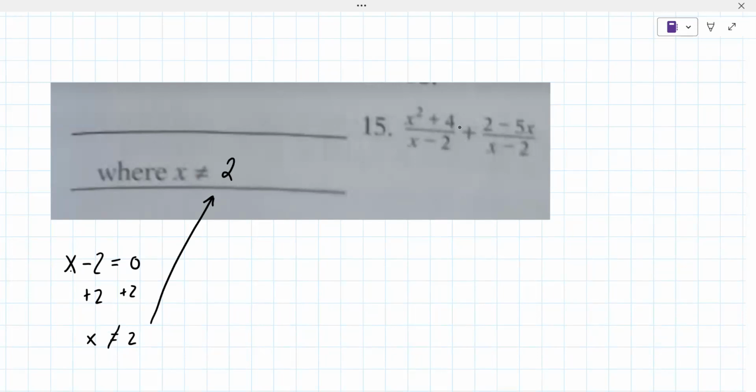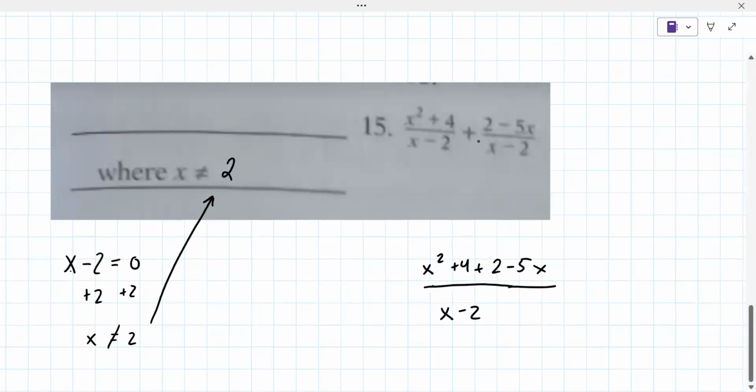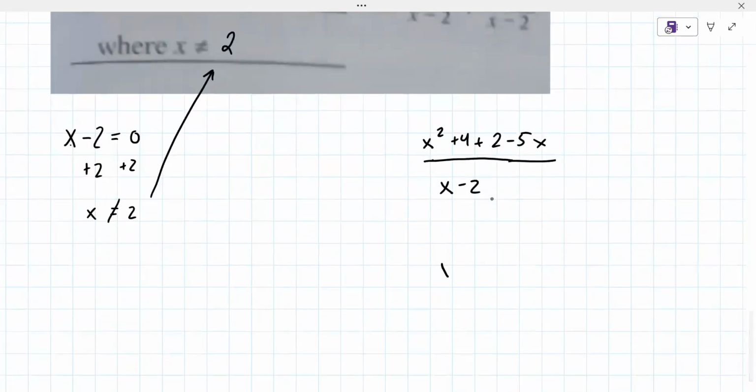Now, the next thing is you want to combine the tops because the bottoms are the same. So your top is x squared plus 4 plus 2 minus 5x. And then you combine like terms. So you can combine the 4 and the 2. This becomes x squared minus 5x plus 6 over x minus 2. All right, so let me know when you get caught up to there, and we'll continue.